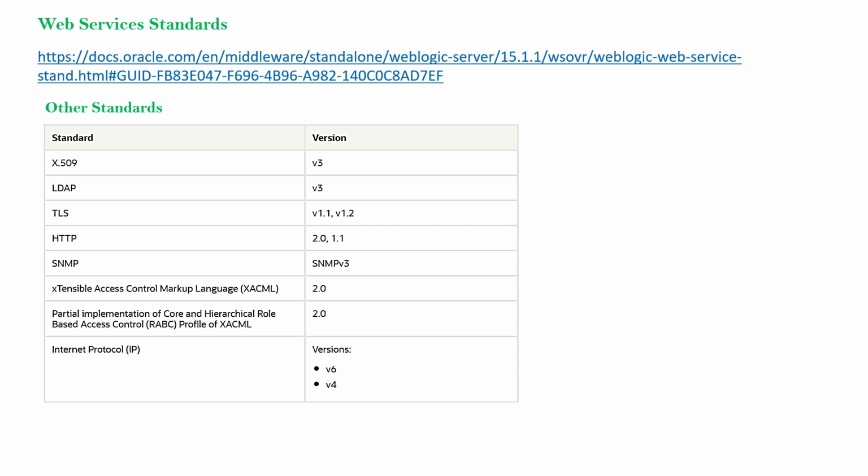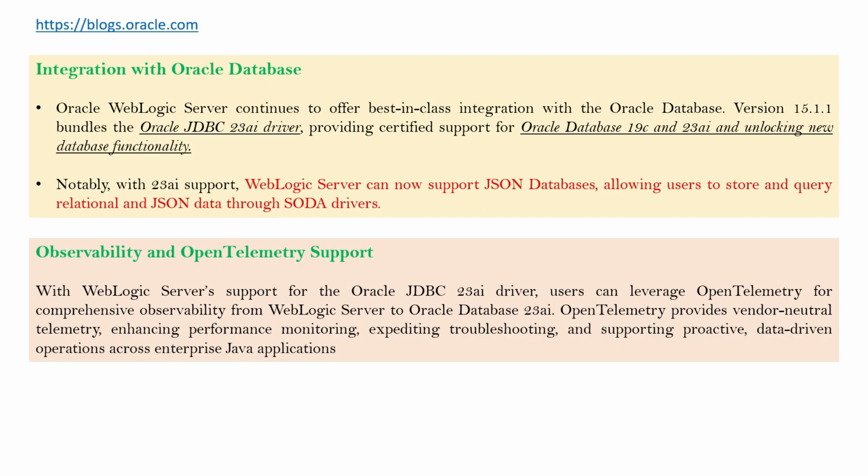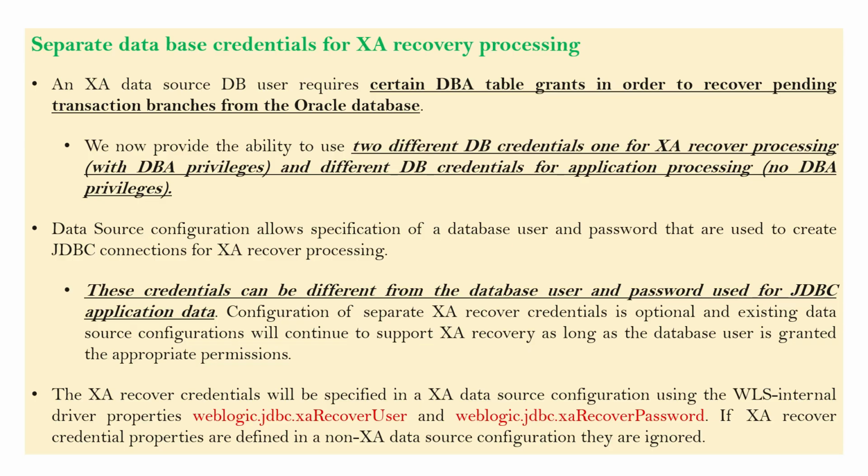Here it is wrongly mentioned in the document as TLS 1.1 and 1.2. Now it supports TLS 1.3. You can configure TLS 1.2 as well, but the recommendation now is to go with the latest one, which is TLS 1.3. As far as I know, your 15c now supports TLS 1.3. Even 14.1.2 also supports 1.3. TLS 1.2 is the default minimum protocol that you can configure in your WebLogic servers. So these are some other major enhancements that we have in WebLogic 15c.